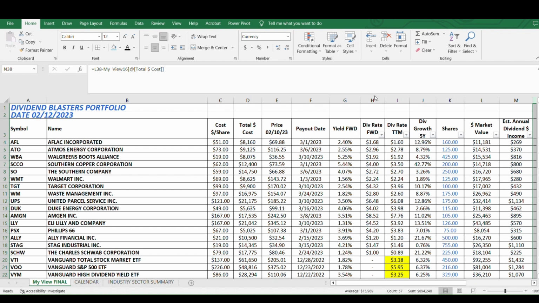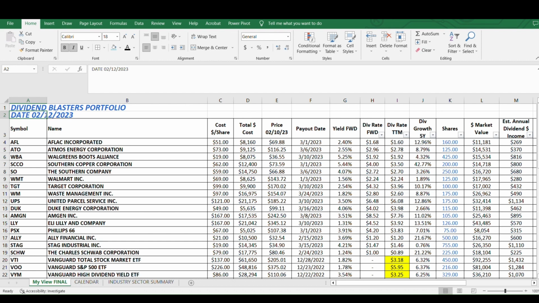Okay, so here we are in the tracking tool, calling it Dividend Blasters Portfolio. I'm giving it today's date. This is the tool that I use, and this has my friend's holdings, or a piece of them. Let me just give you the layout.